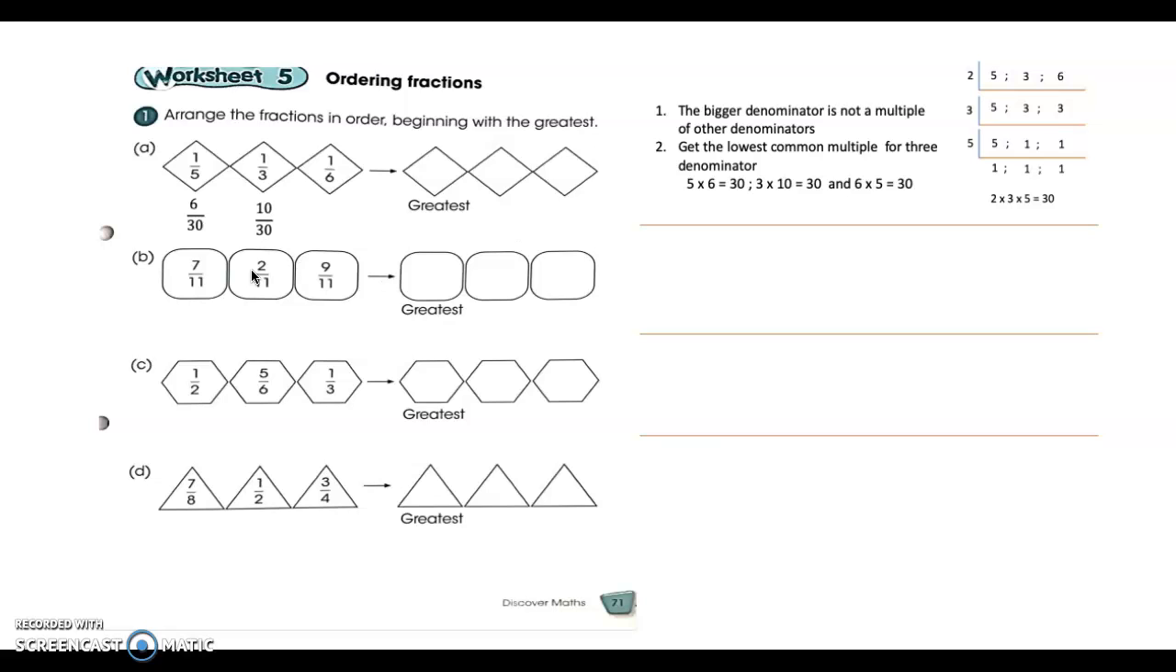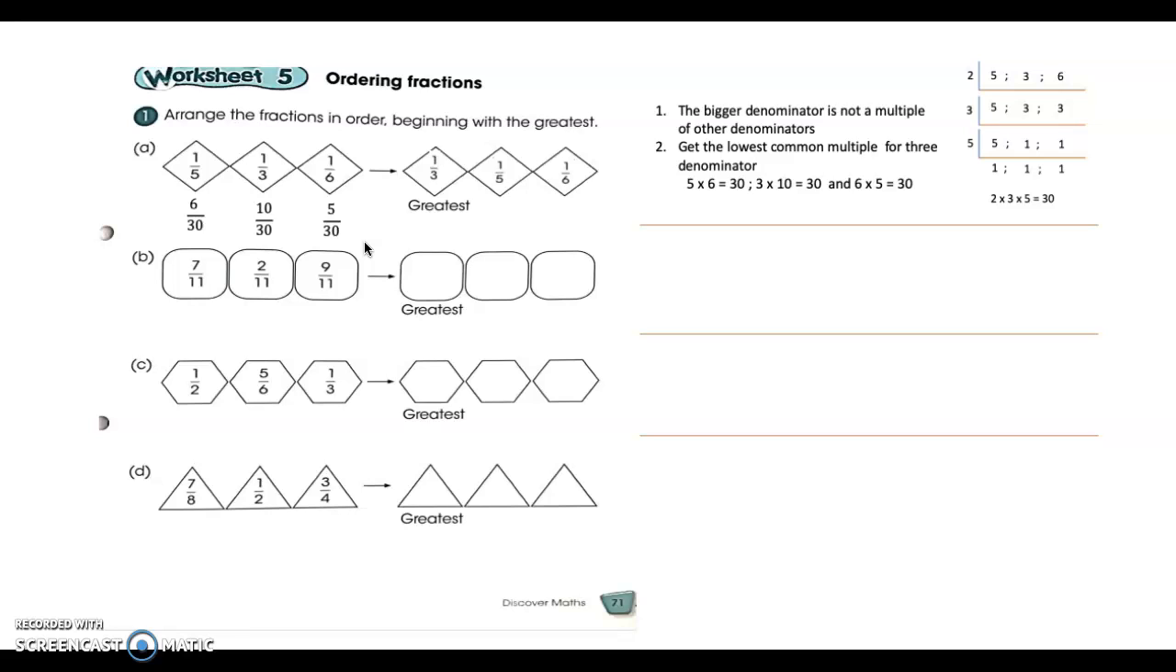For the next one, 3 times 10, I get 30, right? So my numerator, 10 times 1, I get 10. Likewise, the equivalent fraction for 1 over 6 is 5 over 30. So now I can compare all three fractions because the denominators are same. Now see which one has the bigger numerator, 10, right? Therefore, this 1 over 3 will be the greatest one. And then what is the next bigger numerator? 6, right? So that will be the next one, and then the least one is this.